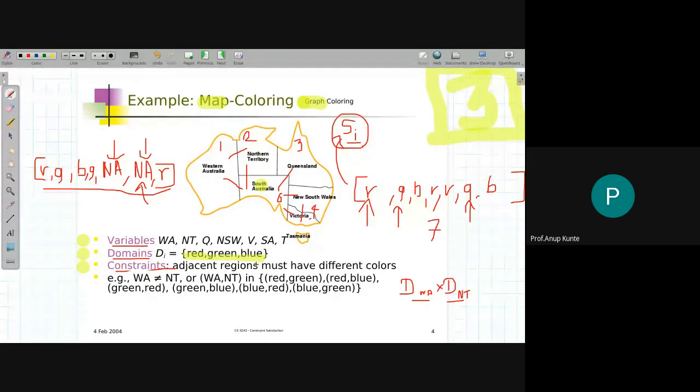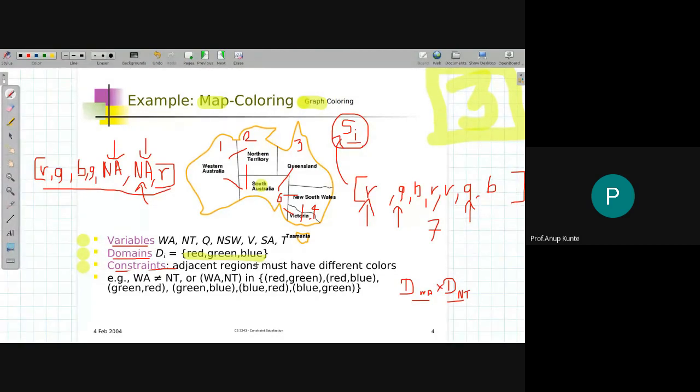Please understand both ways of how you define these constraints: WA not equal to NT, or WA comma NT in this particular set. Both ways of definition will lead you to different algorithmic solutions. Today we might not know, but later on we'll know. But the important thing to note here is that in both ways, we have actually used two variables in the definition of the constraint.